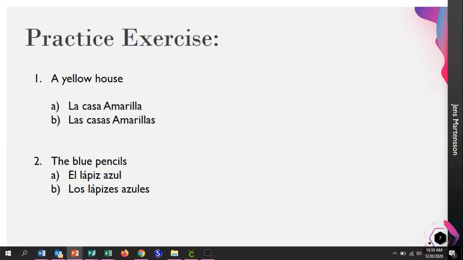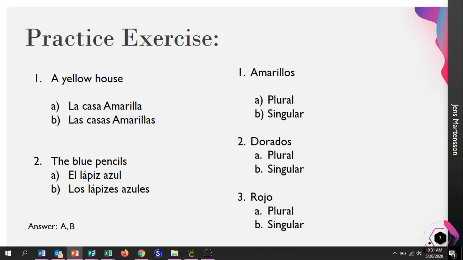All right, on number 2, if you think that B is the correct answer, you are correct because we're talking about the blue pencils. Pencils is plural, so we would say los lápices azules. Singular is lápiz. It's a consonant, so we add ES at the end to make it plural. So it's A and B. All right, for our next exercises, I'm going to also allow you to take a few minutes. Pause this video if you need more time than allotted, but go ahead and try to do 1, 2, and 3, please.